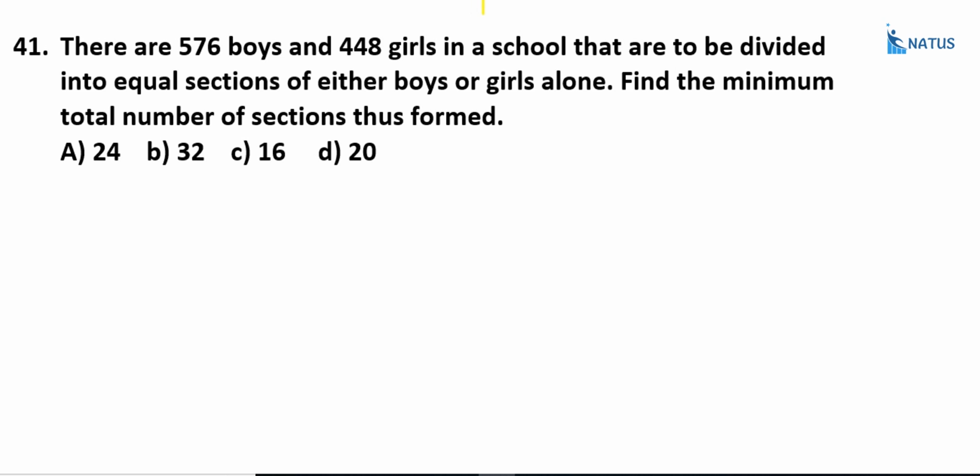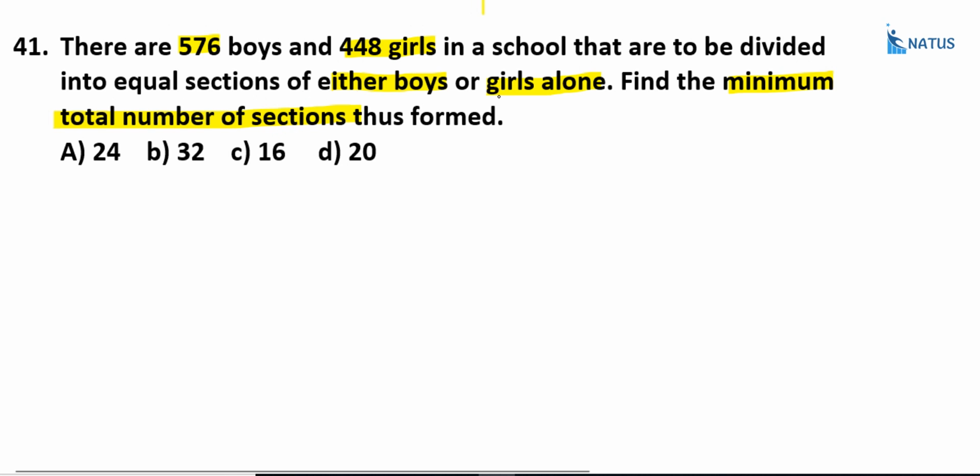Now, this one. There are 576 boys and 448 girls in a school that are to be divided into equal sections of either boys or girls alone. Find the minimum total number of sections. Suppose the number of sections are less, what about the number of students in each and every section? That is equal to more or not.